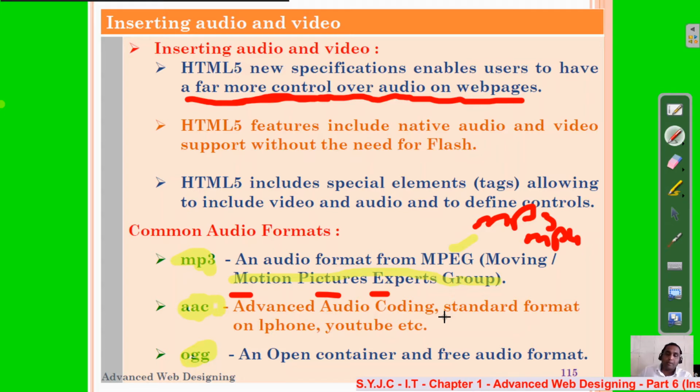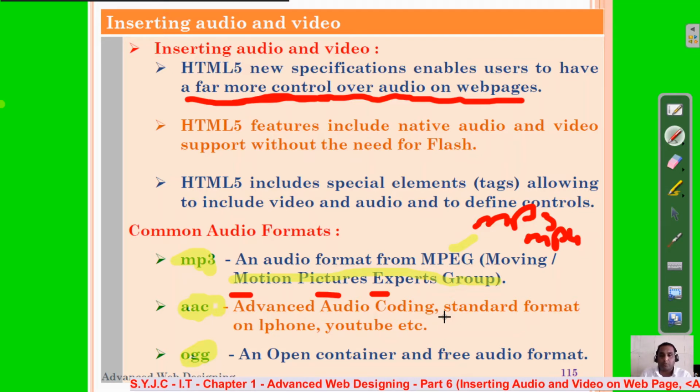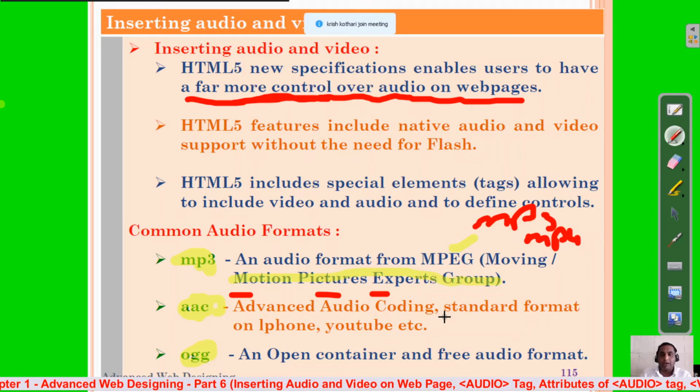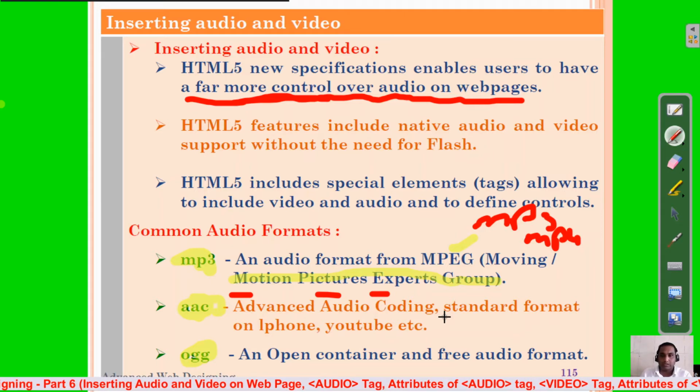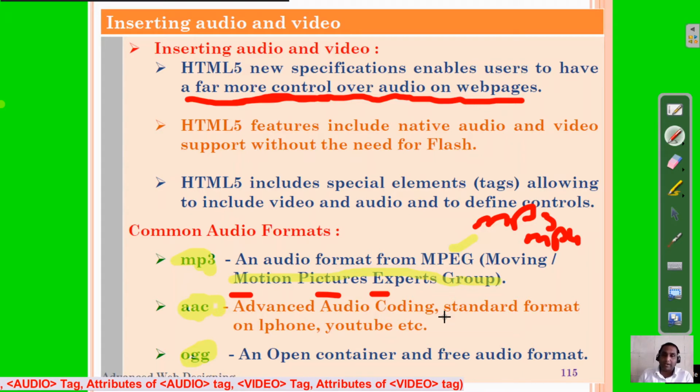OGG is an open source format, an open container and free audio. You know the meaning of open source, all of you. Open source means that particular software or format is openly, freely available on the net, which you can freely download and use. MP3 most of the time you are not able to download unless it is given for downloading. We can only play directly from the net. But OGG you can anytime download freely from the net.